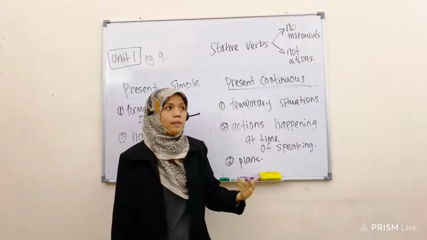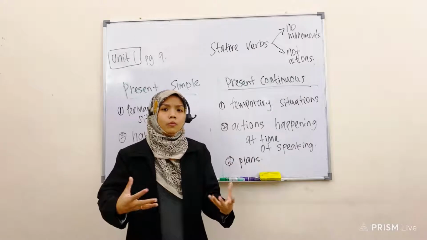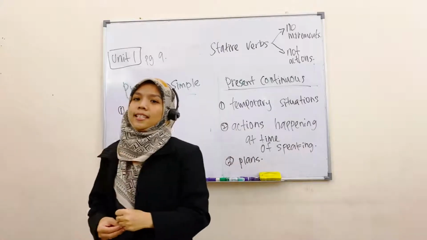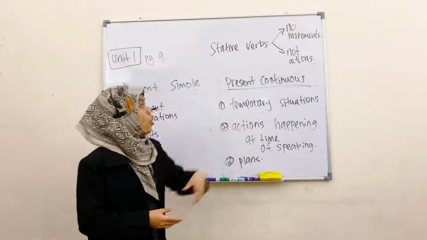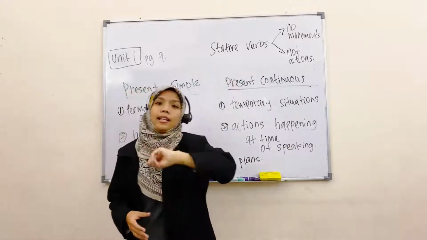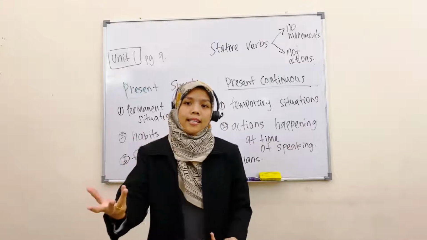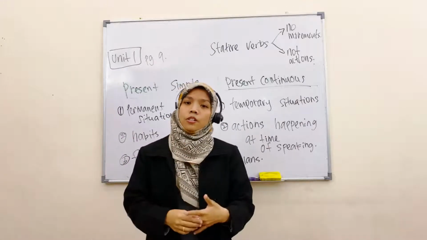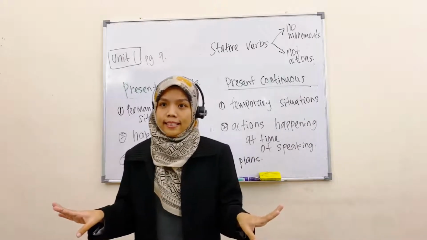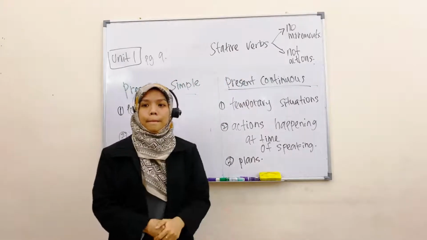No movements. That means feelings, emotions. There's no movement. You cannot see the movement of feelings. You cannot see the movement of emotions. So no actions. For example, stative verbs like "like": you cannot see how you perform the like. "Hate" also. There's no movement for hate, there's no action for hate. Dislike is also under stative verbs.